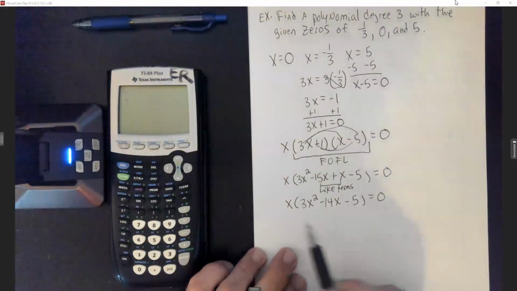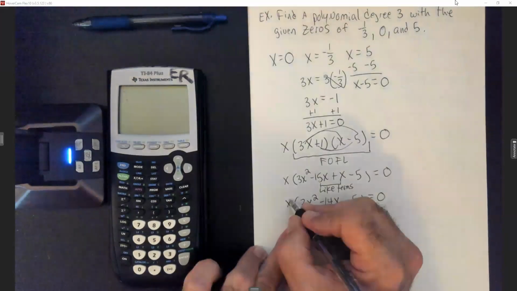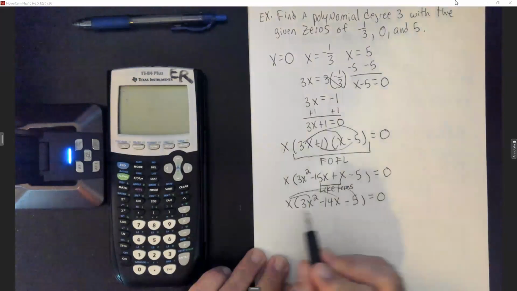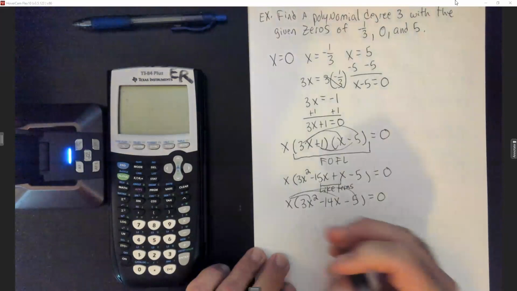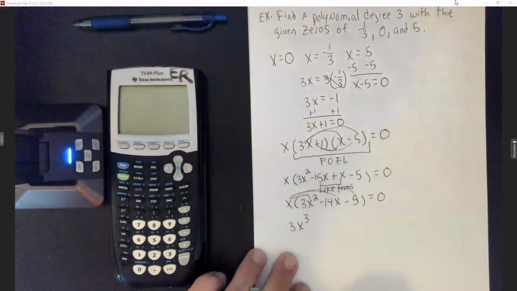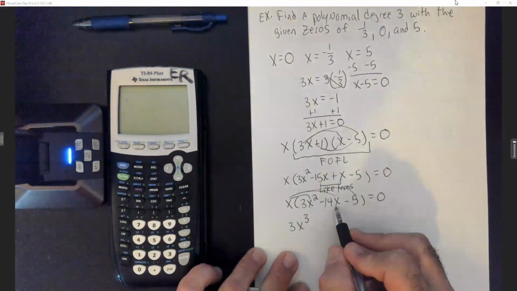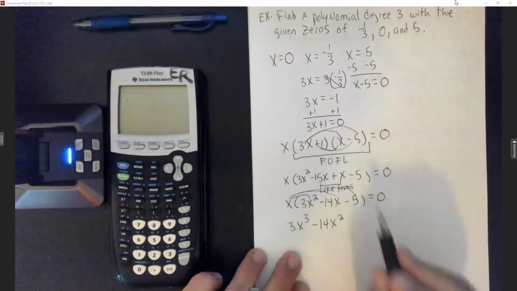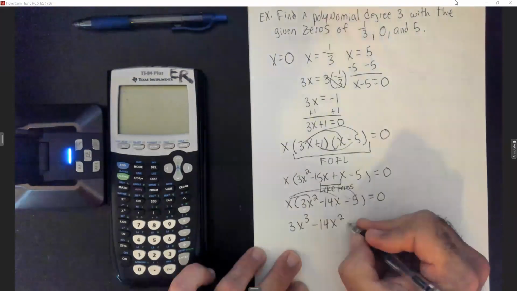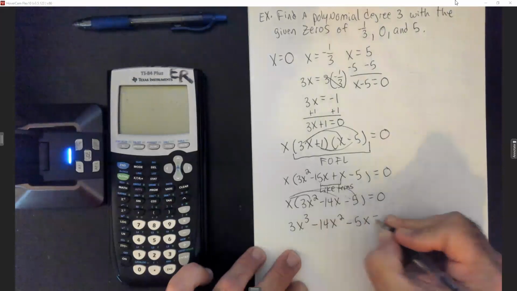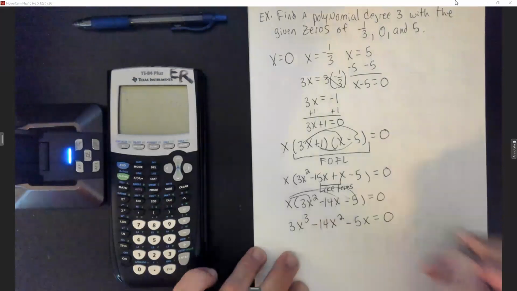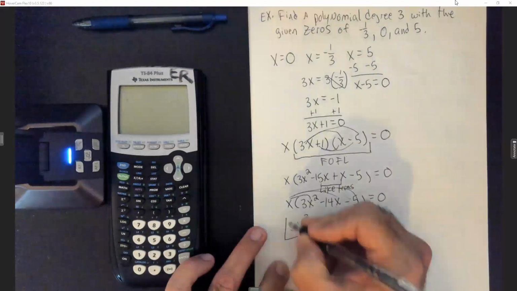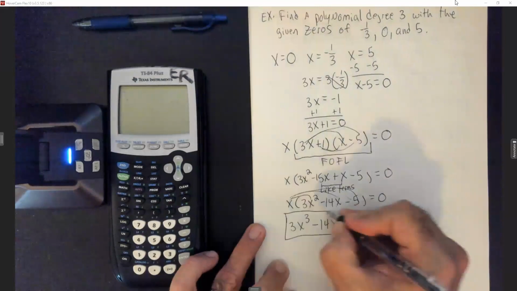Now the reason I left this x for last is I'm just going to distribute it through now and be done. X times 3x squared is a 3x to the third. X times negative 14x is a negative 14x squared. And then x times negative 5 is a negative 5x. All of that equal to 0. And y'all, once again, MathLab only wants that polynomial.